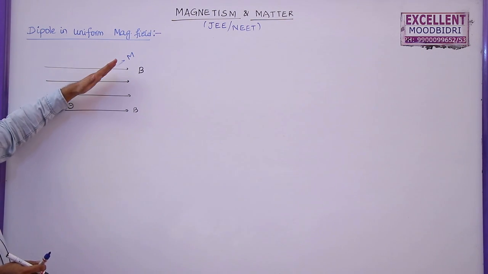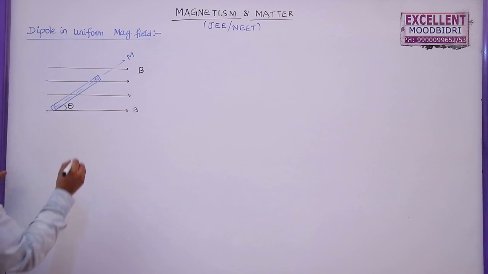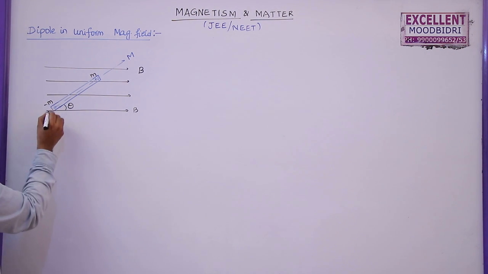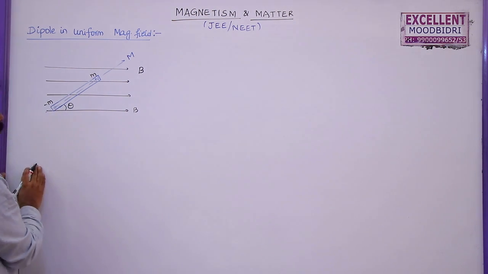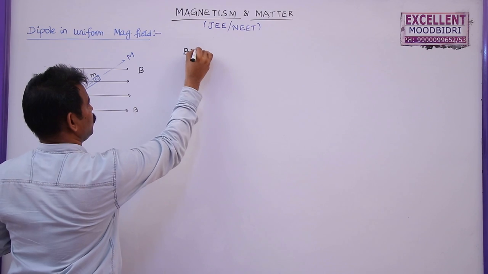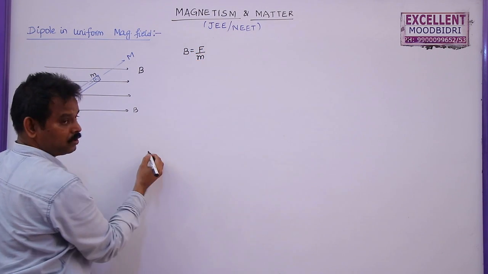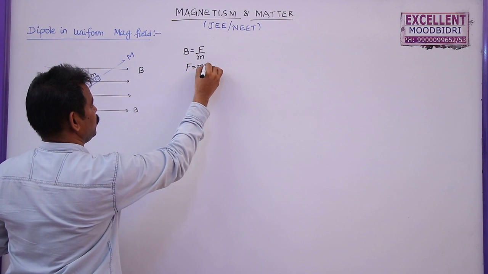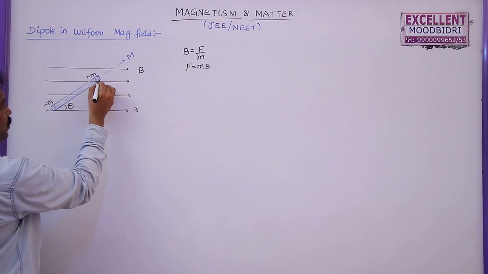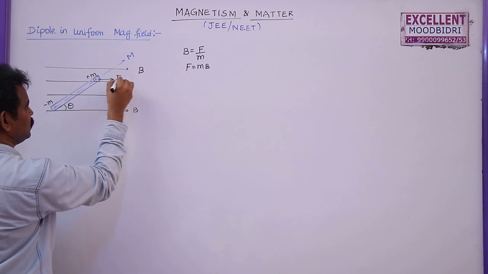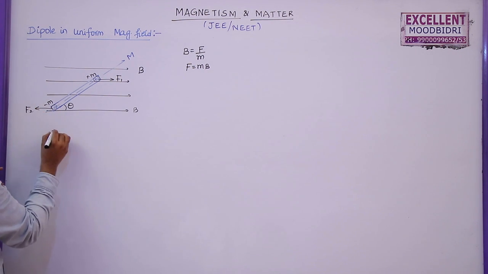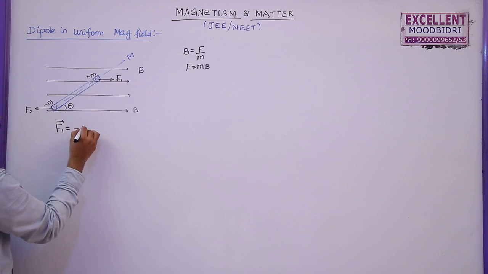Whenever a bar magnet is placed in a uniform magnetic field having pole strength m each, this is minus m. Why? Because the south pole is taken as a negative pole here. So these poles will experience a force. We know that B is equal to the force experienced by a unit north pole. So the force experienced is equal to mB. So this plus m will experience a force in the direction of the field. This is F1. Similarly, the south pole will experience a force in the opposite direction, F2. So here F1 is equal to minus F2.